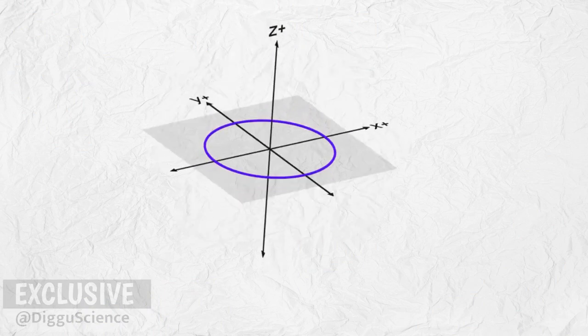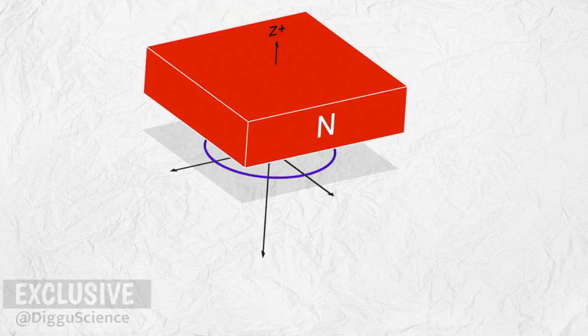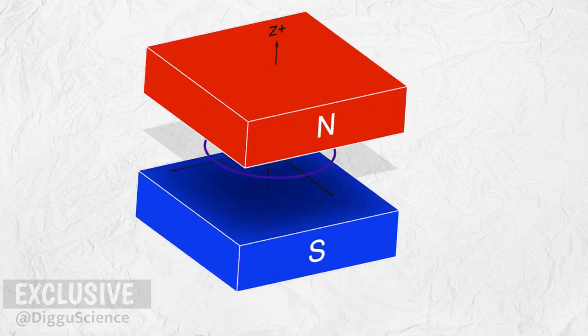We'll start by considering a conducting loop. Let's assume this loop is in the XY plane. Above the loop, specifically on the positive z-axis, is the north pole of a magnet. Below the loop, or on the negative z-axis, is the south pole of a magnet.